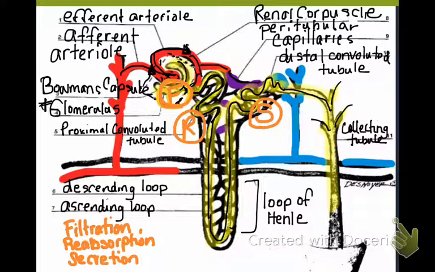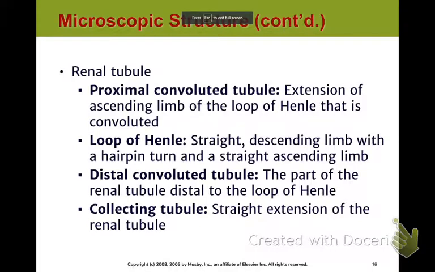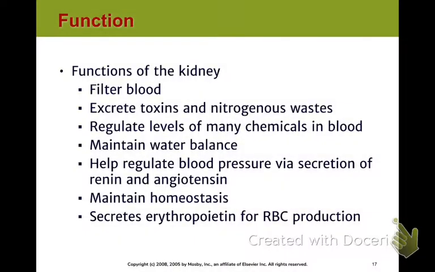Okay, the writing's going to go away so we can go on in the slides. This next couple of slides is just a description of the anatomical structure, so we'll go through these quickly because I want to get to the formation of urine. So these are all of the things that the kidneys are responsible for: filtering the blood, excreting and removing toxins and nitrogenous waste. The nitrogenous waste that we're talking about are urea and uric acid.